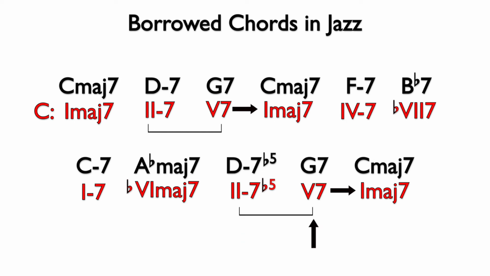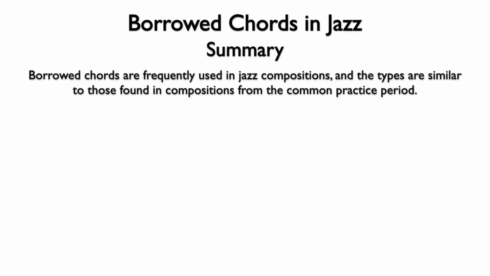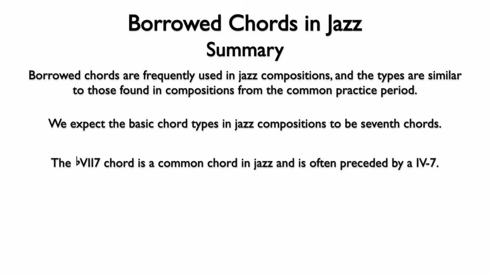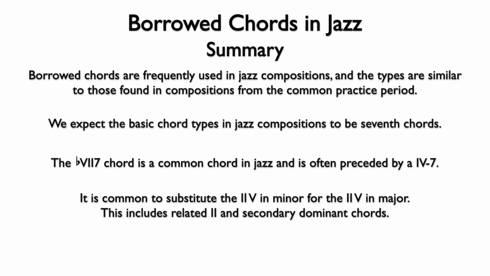Let's summarize. Borrowed chords are frequently used in jazz compositions, and the types are similar to those found in compositions from the common practice period. We expect the basic chord types in jazz compositions to be seventh chords. The flat 7/7 chord is a common chord in jazz and is often preceded by a 4 minor 7. It is common to substitute the 2/5 in minor for the 2/5 in major. This includes related 2s and secondary dominant chords.